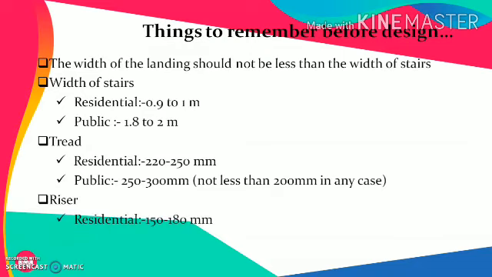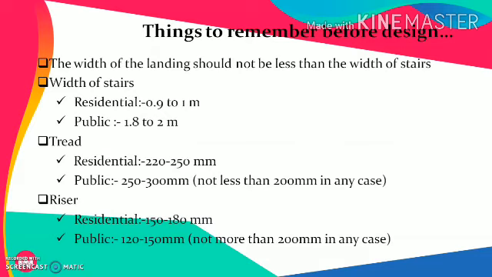Well, the riser, in case of residential building, is generally kept in a range of 150 to 180 mm, while in case of public building it is lesser and is around 120 to 150 mm. And in the highest possible case, it can be around 200 mm in certain very specific cases, like in case of temple or in case of fort.